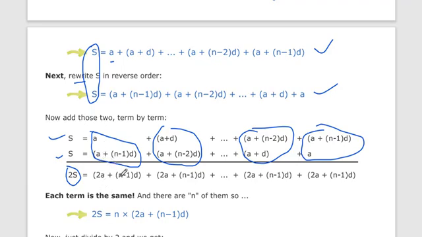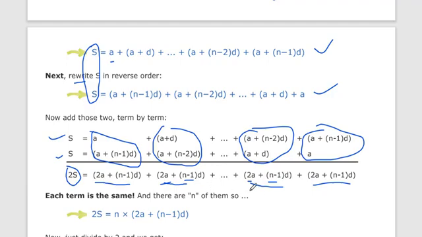What will be the addition of the first two terms? It will be 2a plus (n minus 1)d. Here a plus a means 2a, and (n minus 2)d plus d will become (n minus 1)d. For the second to last terms, a plus a means 2a, and (n minus 2)d plus (n minus 1)d gives the same 2a plus (n minus 1)d. So after addition, each term is the same.